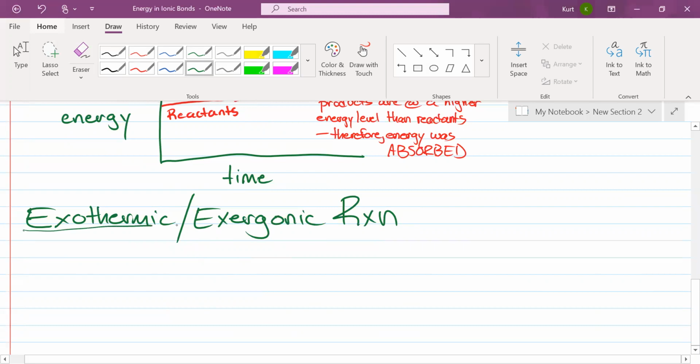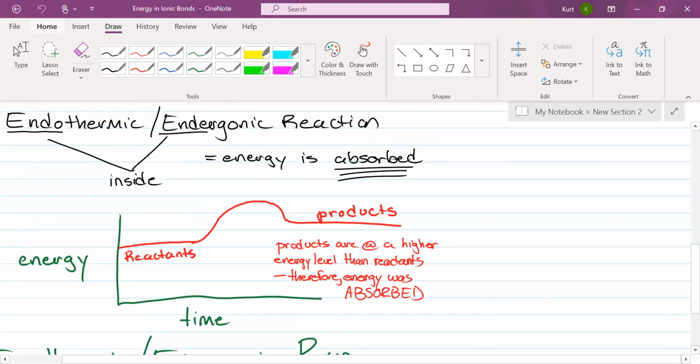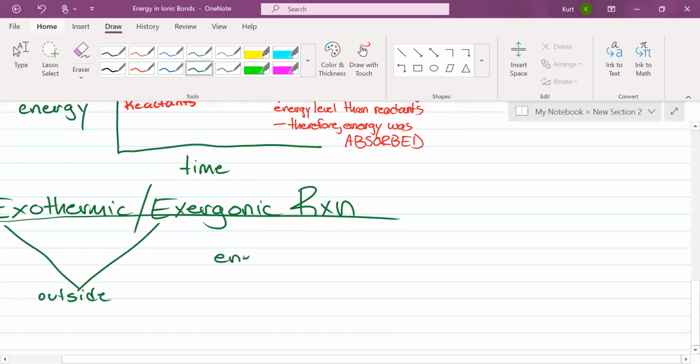All right. What does the prefix X mean? Outside. A crab has an exoskeleton. A grasshopper has an exoskeleton. The external temperature outside is warm. So X means outside. In this particular process, energy is released.